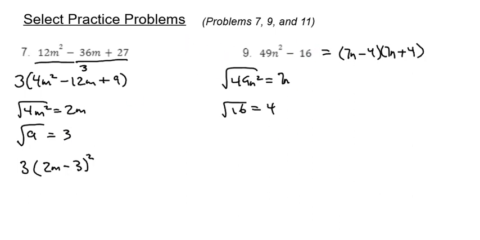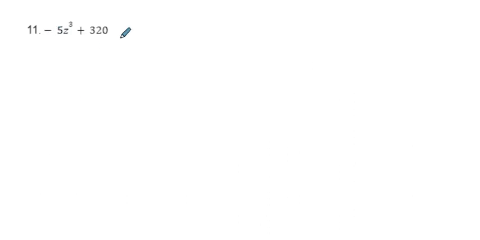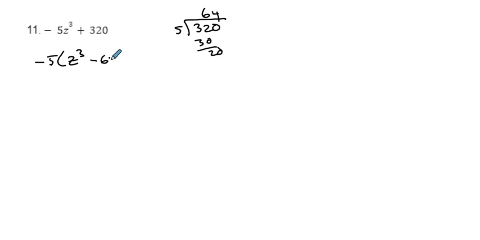And then for 11, again, we are going to start by recognizing that 320 ends in a 0. That means I can take a 5 out of it, so I'm actually going to factor out -5. That gives me z cubed, and then a minus now because this is positive. Then we figure out what 320 divided by 5 is. Everybody's favorite, the long division algorithm here: 6, 30, and then 20. So we get 64, which is awesome because I know 64 is a cube number.